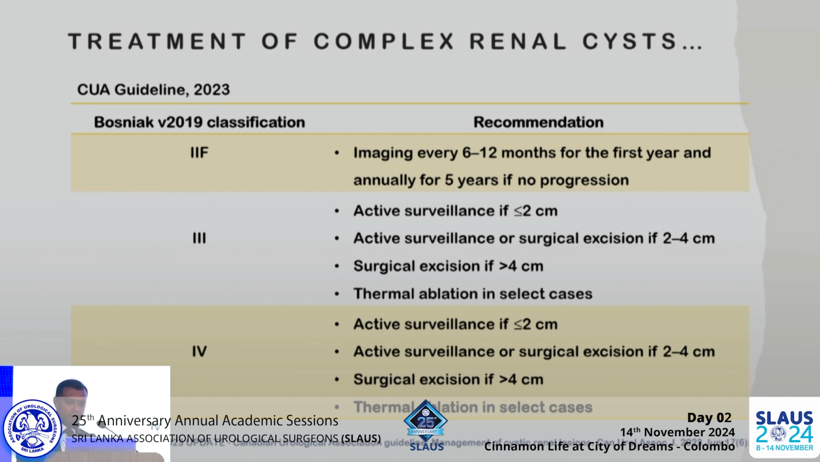If you have a Bosniak 2F cyst, the recommendation is surveillance, with imaging every 6 to 12 months within the first year, and then annually up to 5 years if there is no progression. If you look at Bosniak 3 and 4, you can clearly see that in addition to the Bosniak class, tumor size matters. If it is less than 2 centimeters, Bosniak 3, active surveillance is preferred. For 2 to 4, you have both options available, and you have to tailor your management to the patient. If it is more than 4 centimeters, surgical excision is preferred. The same would apply to Bosniak 4.